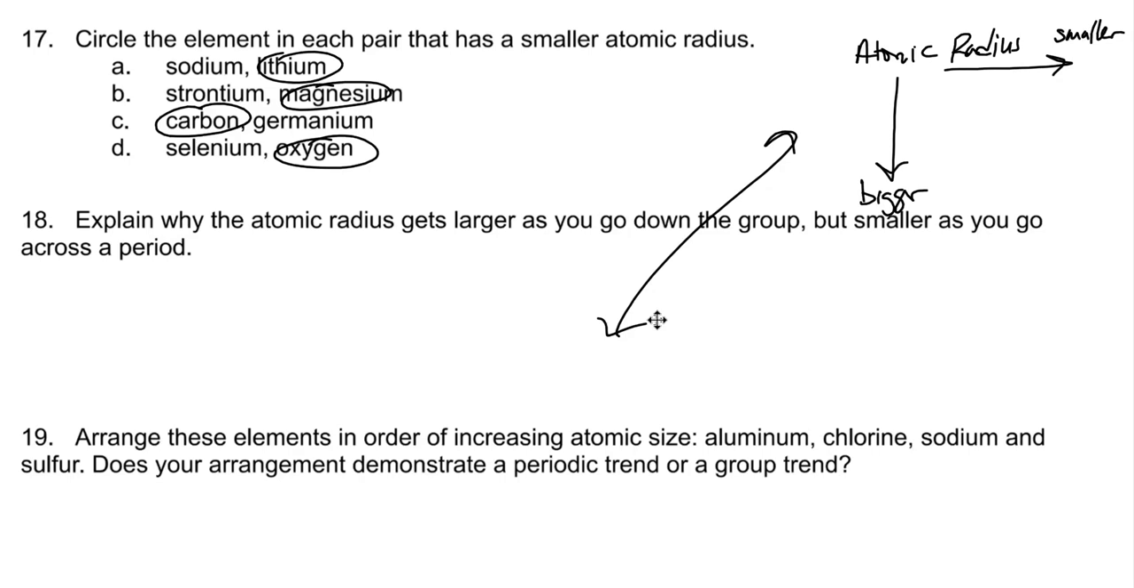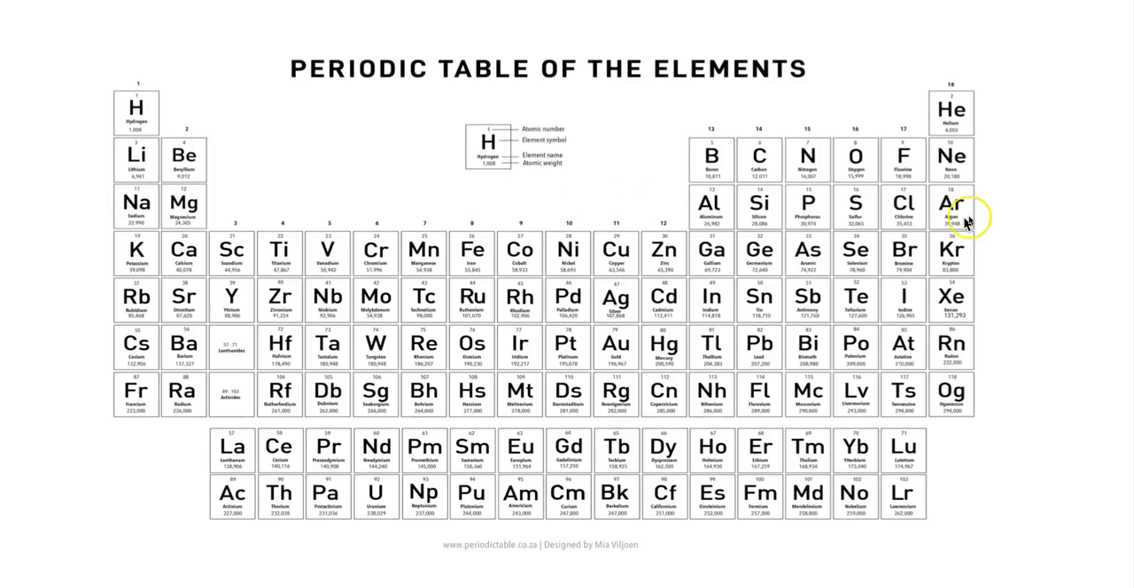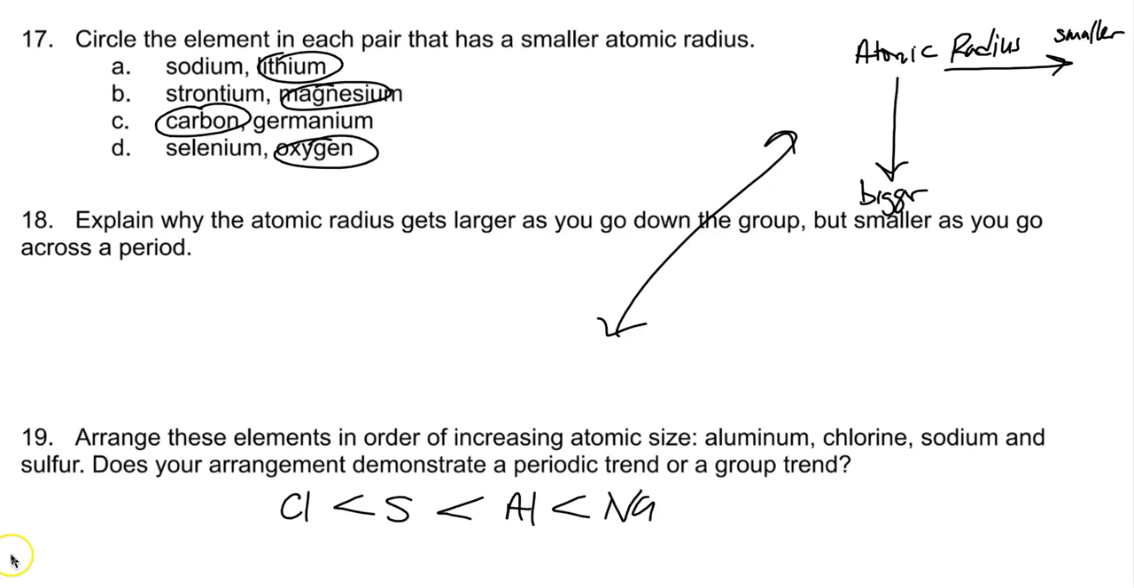Number 19, arrange these elements in increasing atomic size. That means we're going from smallest to largest. Out of these, the smallest one should be chlorine, followed by sulfur, followed by aluminum, and the biggest one should be sodium, because they're all elements of the same period, the 3rd period. Looking here, they're all right in this line, and the biggest ones are over here, the smallest ones are over here, so that is the correct order. Is that a group trend or a period trend? They're elements of the same period.